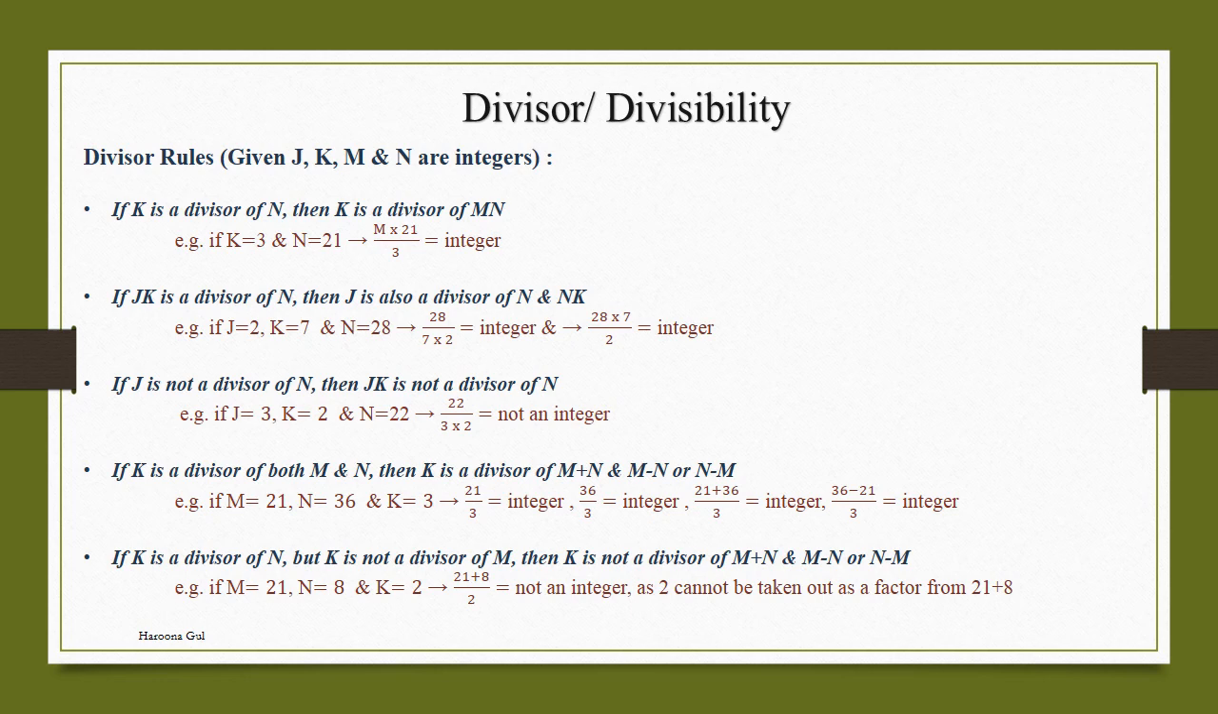Lastly, if k is a divisor of n, but k is not a divisor of m, then k is not a divisor of m plus n and m minus n, or n minus m. For example, if m is equal to 21, n is equal to 8, and k is equal to 2, then 21 plus 8, which is 29, divided by k, that is 2, is not going to be an integer, as 2 cannot be taken out as a factor from 21 plus 8.